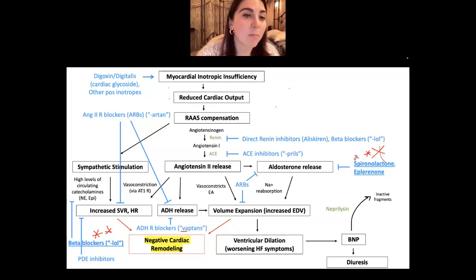On top of it, you can combine a bunch of stuff. Spironolactone is a diuretic. So you can give spironolactone for its diuretic effect, but really you're giving it because you want to block aldosterone, which indirectly is causing negative remodeling.